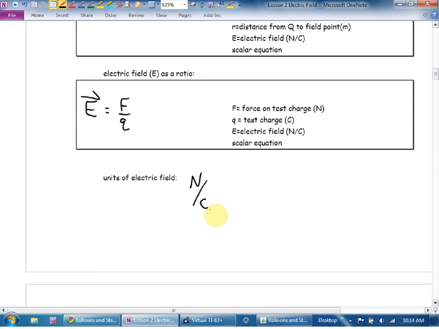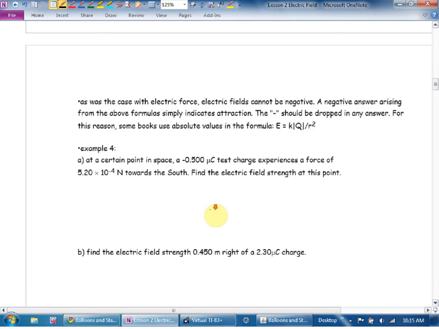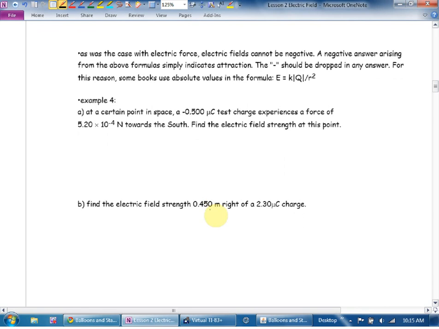Turn the page. As was the case with electric force, electric fields cannot be negative. We don't put a negative sign in. Even if your charge is negative, we don't put a negative sign in. In fact, in a university textbook, you'll often see an absolute value sign around the charge to remind you not to put the negative sign in.